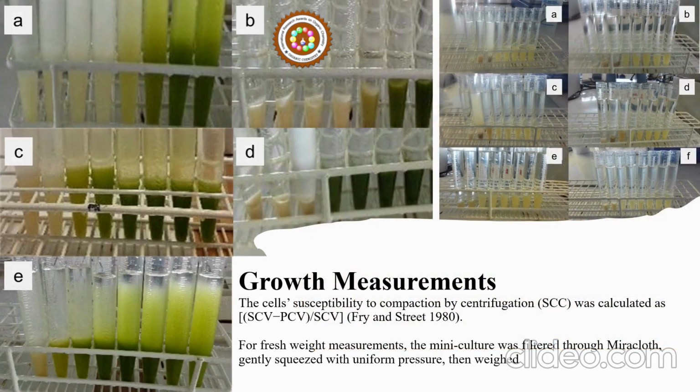We measured the growth parameters of both plant species, maize as well as Arabidopsis. The cell susceptibility to compaction by centrifugation was calculated using the formula laid down by Fry and Street in 1980. For fresh weight measurement, we took the same mini cultures, treated or not treated with the different metals, filtered them through Miracloth and gently squeezed them with uniform pressure, and then weighed them to determine the change in their growth pattern with and without different forms of metals.